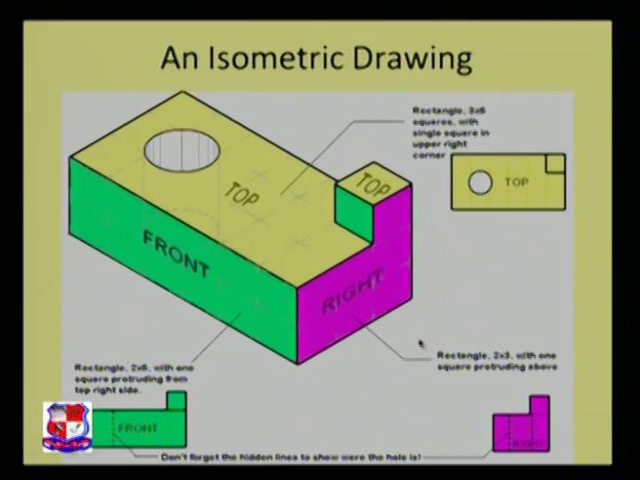Over here, if you are looking from the right side, you can see that this portion would be clearly visible. So we have implemented this drawing. On the right side also we cannot see this circle, but we need to use the hidden line to show that there is a hole over here. So it is a clear understanding of isometric to orthographic projections.